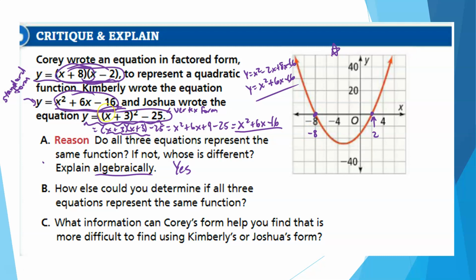If we take Corey's form, y equals x plus 8 times x minus 2, isn't it true that where this graph crosses the x-axis, the x-intercept, if I plug negative 8 in for the x, that would make this 0 because negative 8 plus 8 is 0. If I plug this x-intercept 2 in for my other factor, I would get 2 minus 2, which is 0. That's why we call those the zeros of the function, because those are the two things that would make the whole equation 0. And that's what we're going to learn a little bit more about today.